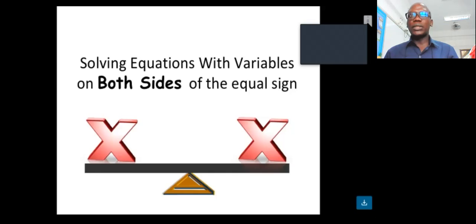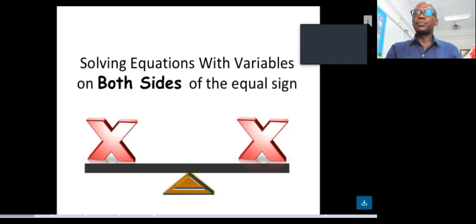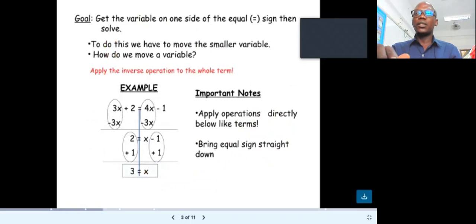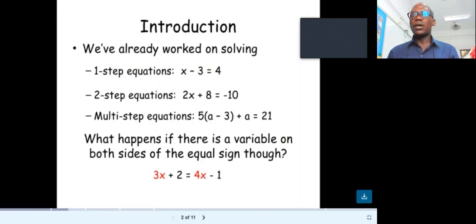In this episode, we are going to learn solving equations with variables on both sides of the equal sign. Just to let you know that in our previous lesson, we were solving equations with only one variable. For instance, I'm pretty sure that you've already worked on solving a simple equation like x minus 3 equals 4.